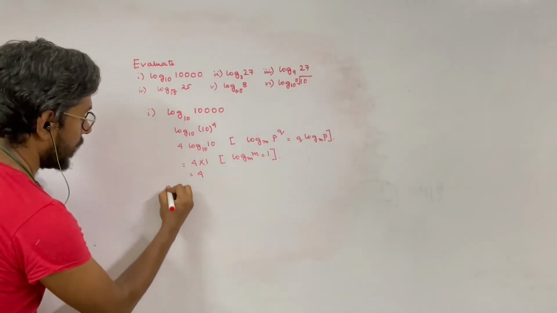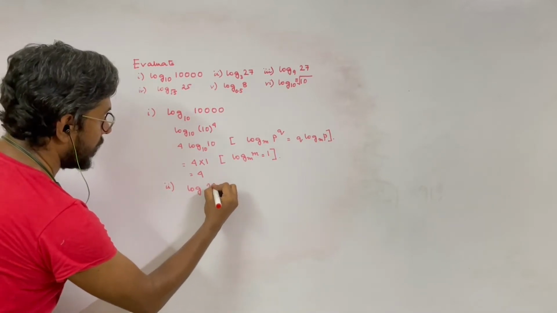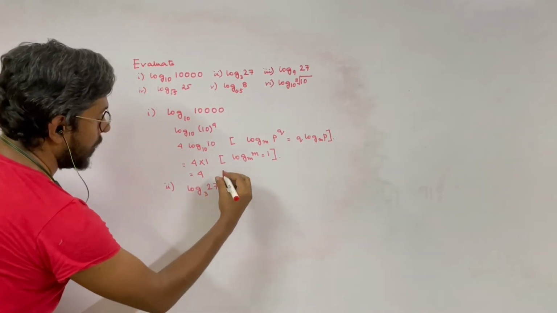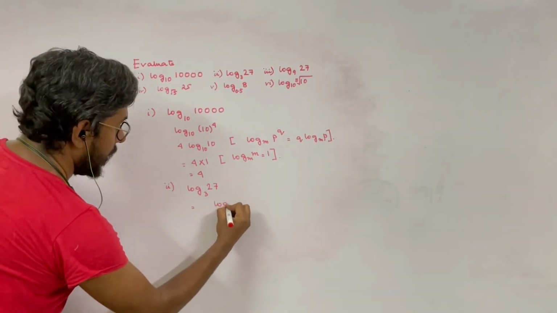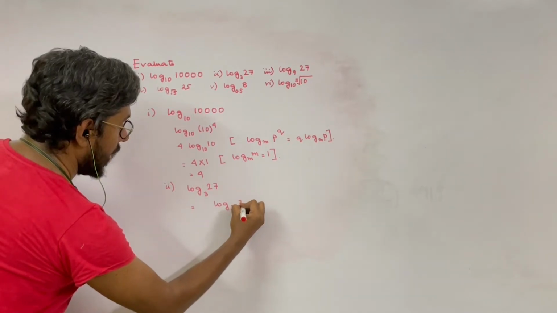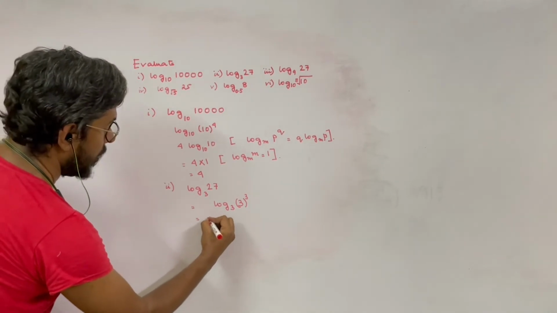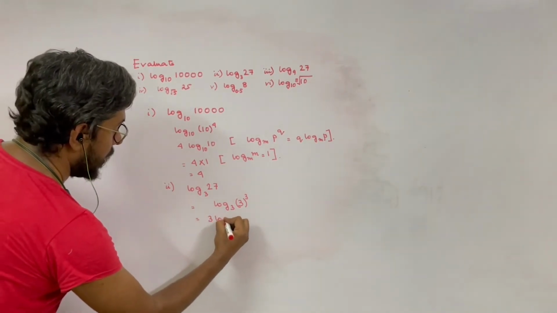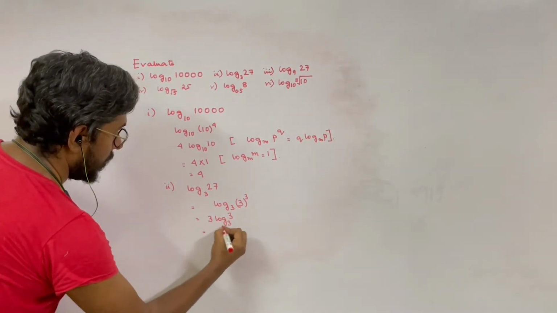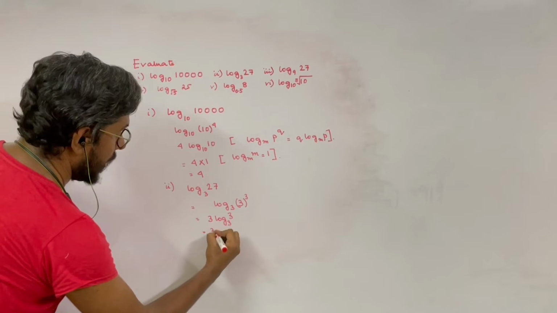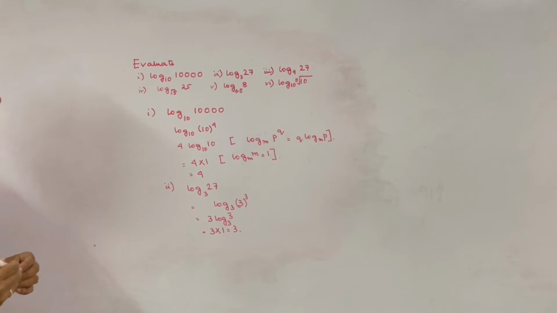Moving on. Log 27 base 3. Similar to the last sum, let us write 27 as 3 cube, because 3 cube is 27. So from there we will get 3 log 3 base 3. Log 3 base 3 will become 1, so we will have 3 into 1. So the answer for the second part will become 3.